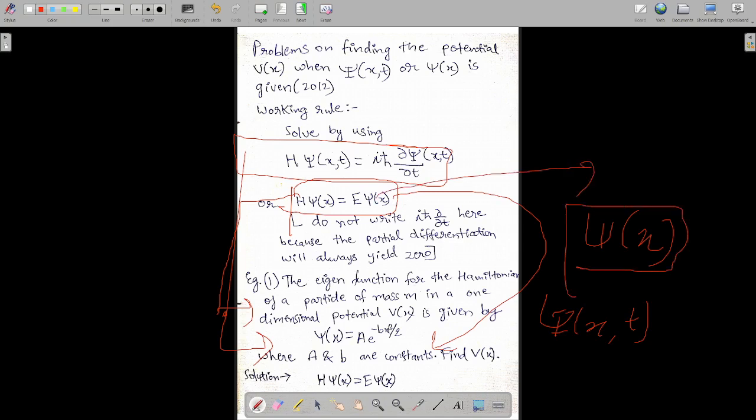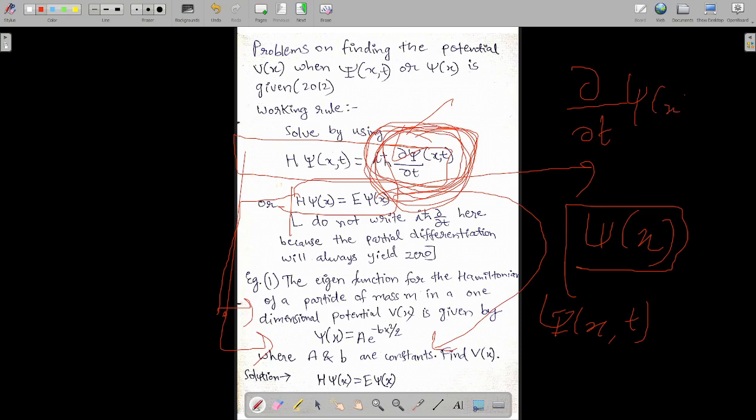Because there is no t term in it, if I try to use the first formula, then the right hand side will always yield 0 to me, because ∂/∂t of a function of x only will only yield 0. So in order to avoid that, I am not using this formula. Instead I am using the Hψ = Eψ formula. So let me use that formula over here.